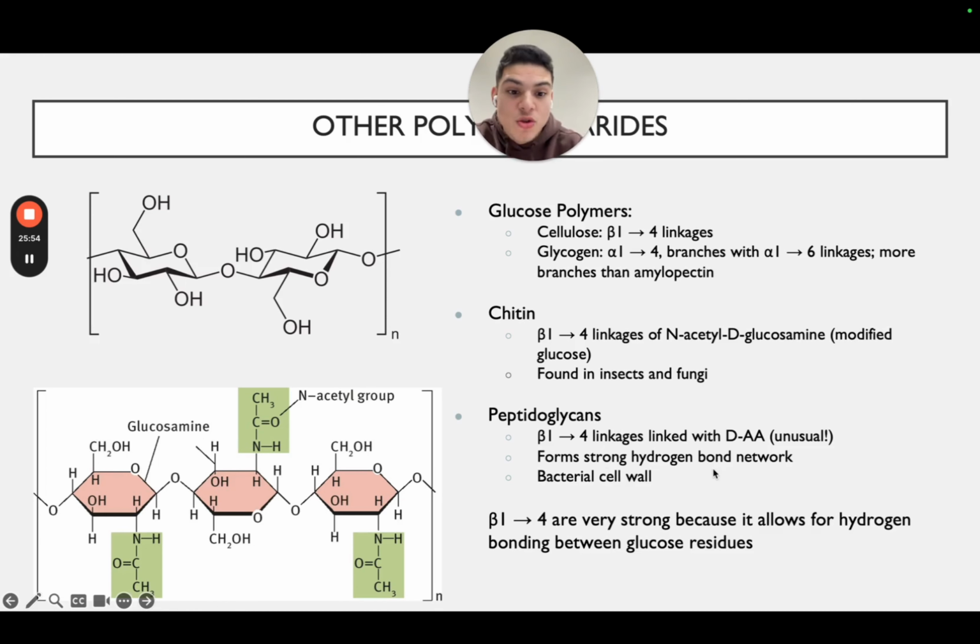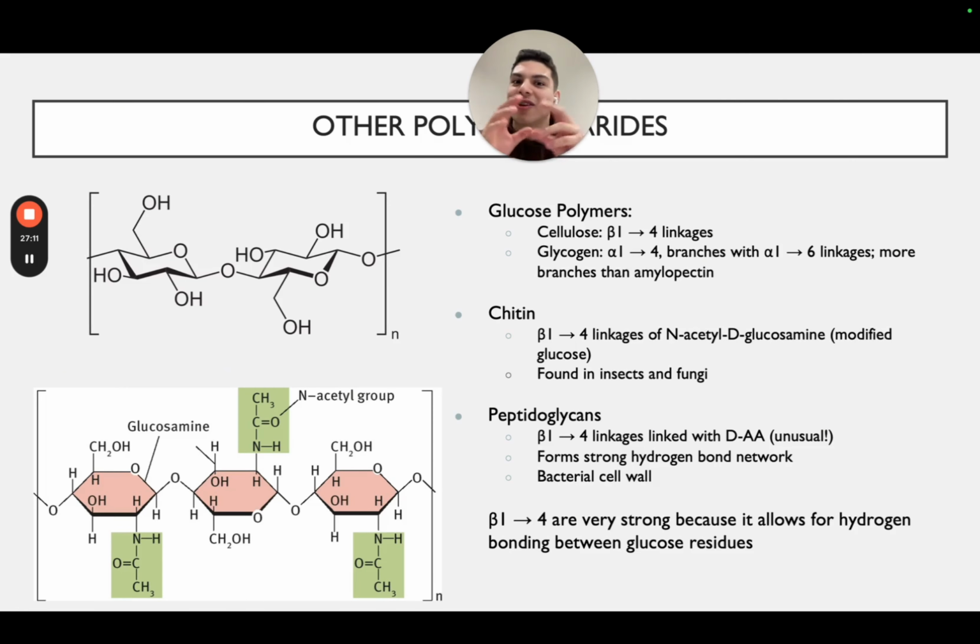And then it forms a strong hydrogen bond network. It's found in insects and fungi, and this is exactly what allows for the hard skeletal framework. So peptidoglycans are essentially beta 1,4 linkages that are linked with D amino acids. Now recall, we said that our body usually contains L amino acids. So we have to modify those amino acids to go from L to D. And we have to do that through a chemical modification.